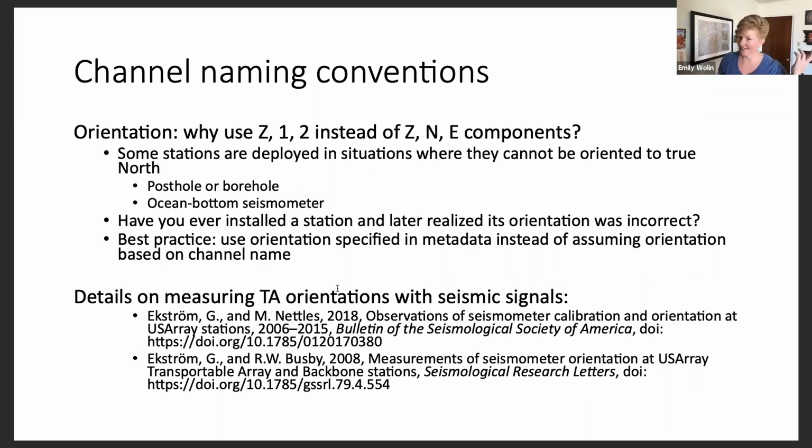Again, if you want some details on digging into the orientations of the Transportable Array network, you can check out these two papers assessing how well those stations are oriented.